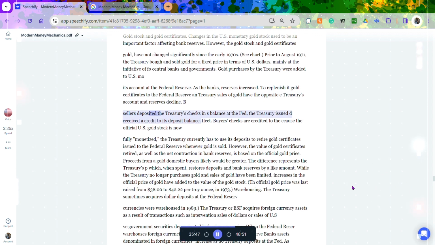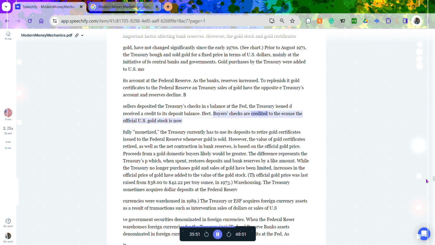Buyers' checks are credited to the Treasury's deposit balance at the Fed, and sellers deposited the Treasury's checks in their balance at the Fed, because the official U.S. gold stock is now fully monetized.